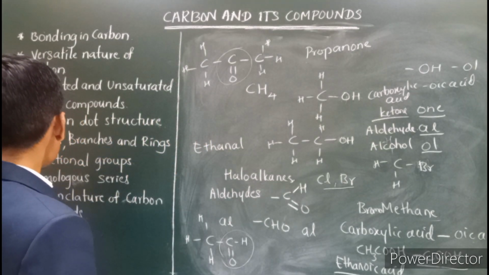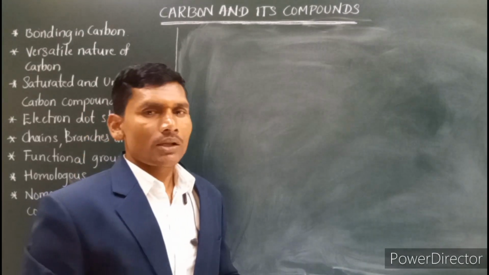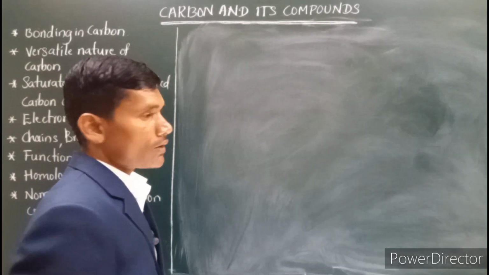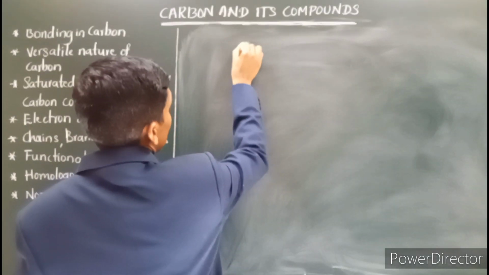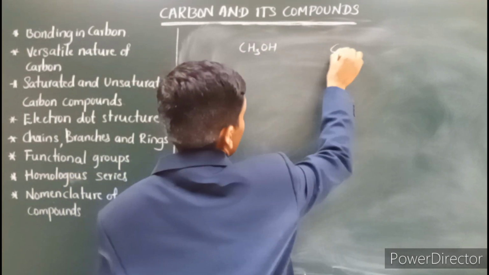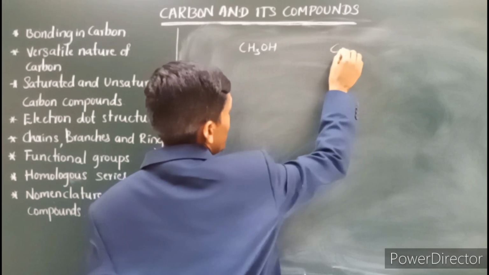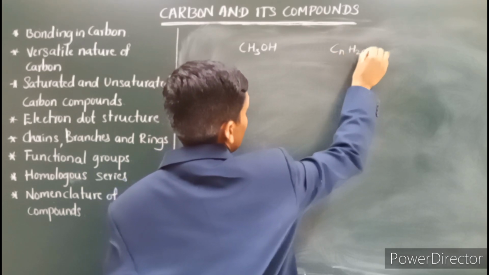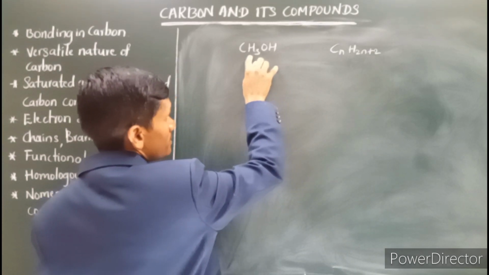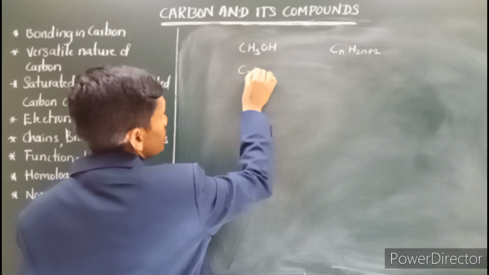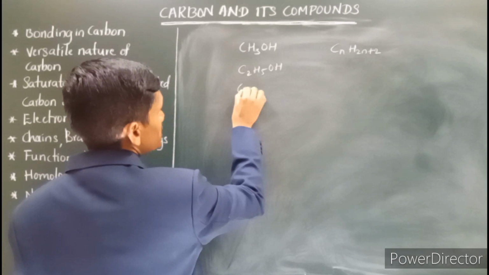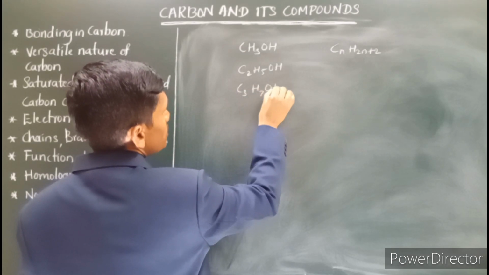Next, coming to functional groups, homologous series. Now let us try to understand what homologous series are. What is the meaning of homologous series? Now you take, for example, CH3OH. According to the alkane formula, if it is methane, it will be CnH2n+2. This is the formula, right? But one OH group is replacing, that is why CH3OH it is becoming. Next, C2H5OH. Next, C3H7OH.